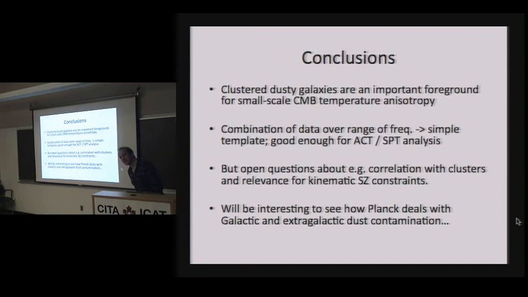So, conclusions: the dusty galaxies were a bit of a headache for modeling the CMB temperature anisotropy on small scales. For the primary cosmological parameters, it turns out we're all good from an ACT and SPT point of view. We can use simple templates and really show that we're not biasing our constraints. Still an open question, which I'm thinking about, and I'm sure folks on SPT are thinking about, relates to the correlation between clusters and dusty galaxies, particularly for the kinematic SZ constraints. And in a few weeks, all eyes will turn to Planck, and then we'll see how they deal with these foregrounds. Okay.